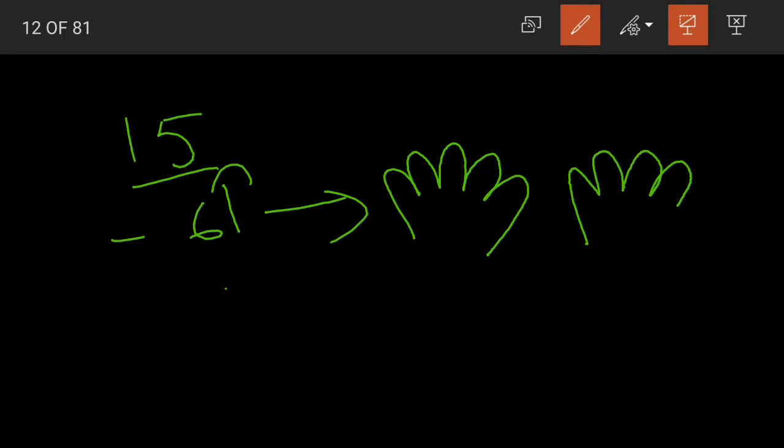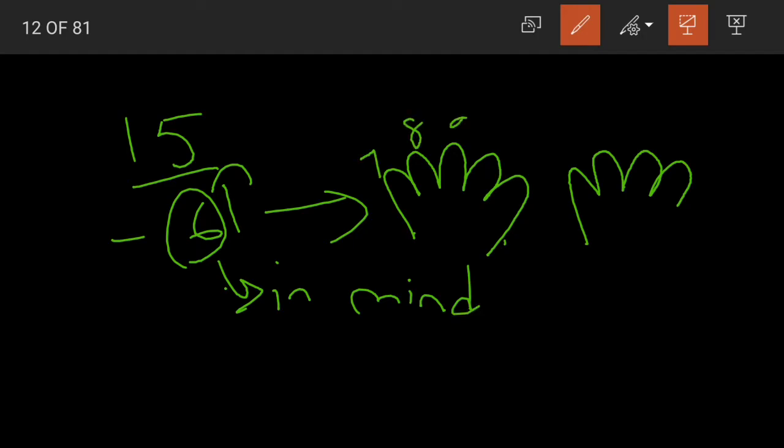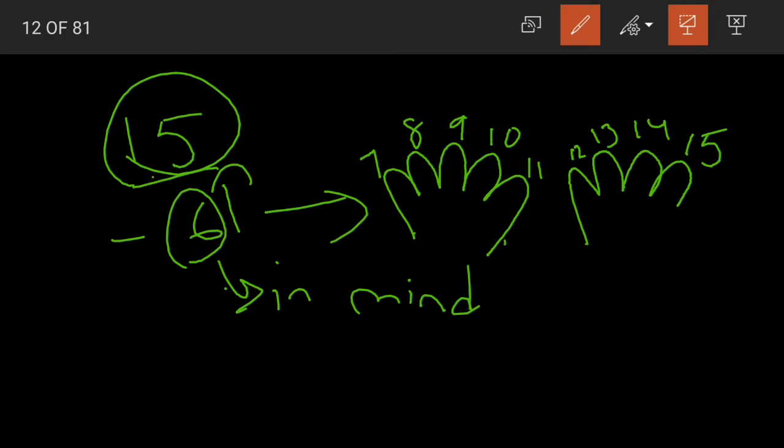For every number we count, open a finger. What do we start counting from? Keep 6 in mind, and after 6 start counting: 7, 8, 9, 10, 11, 12, 13, 14, 15. What is our number here? 15. So we got our 15. Let us stop here.